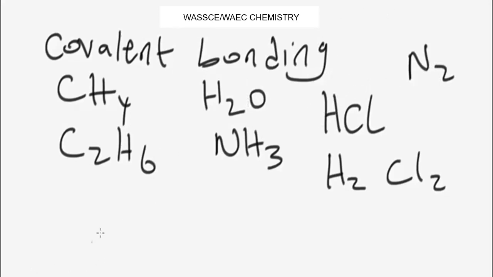Now let's look at how to draw or represent the dot and cross diagram of covalent compounds. In this video, we're going to focus on ammonia, because ammonia is peculiar in your chemistry. You will likely be asked about ammonia. So let's wipe this and look at the dot and cross diagram of ammonia, representing the covalent bonding in it. So this is ammonia.